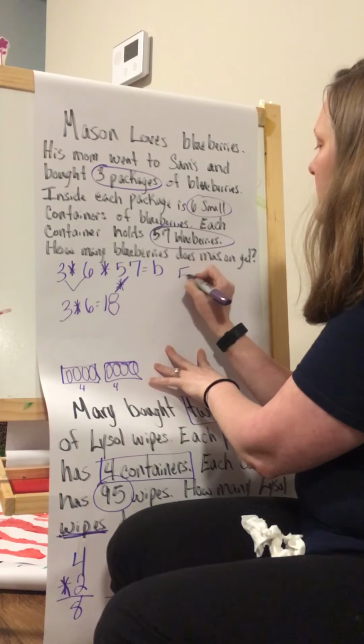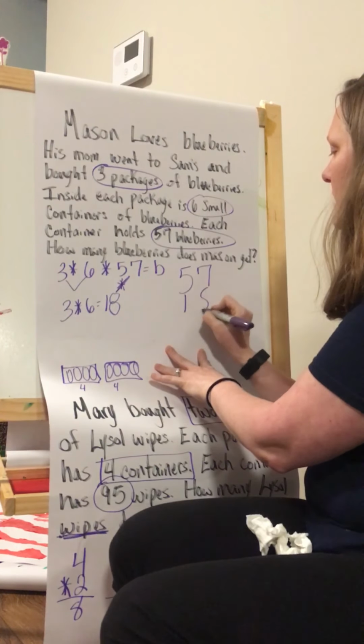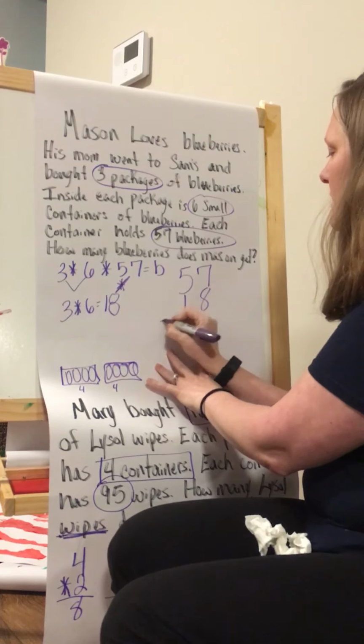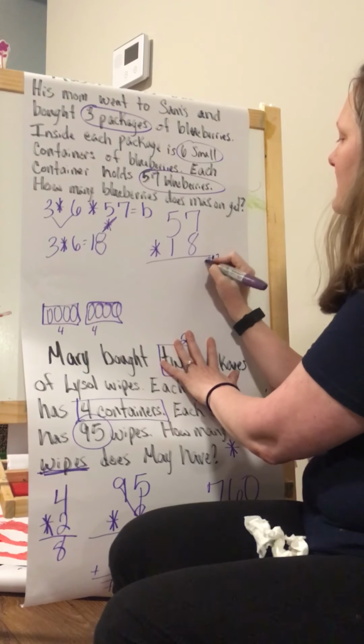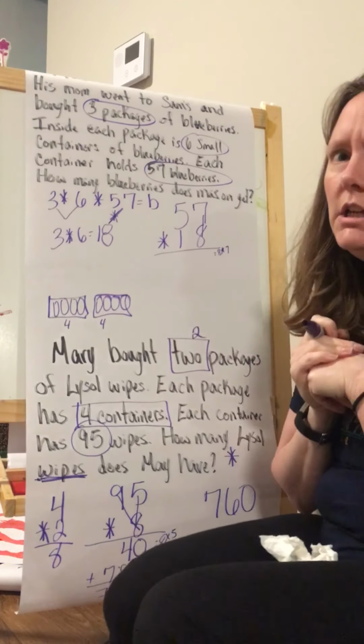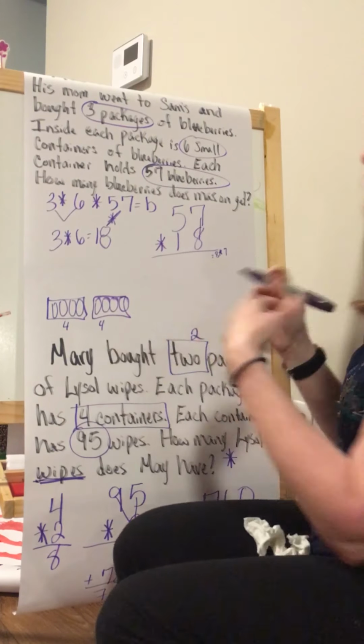So I'm going to put my 57 over here and my 18. And again, I'm going to do partial products because that's as close as I get to traditional. So we have 8 times 7. Ooh, that's a tricky one. That's not one that we actually have memorized.